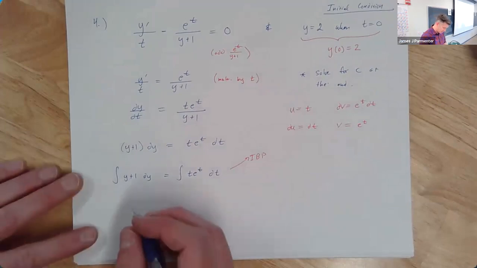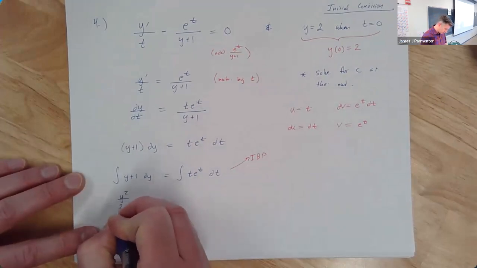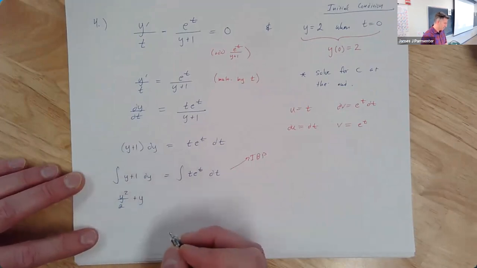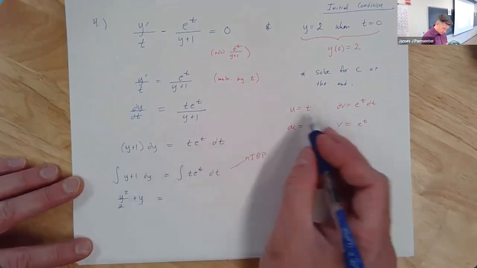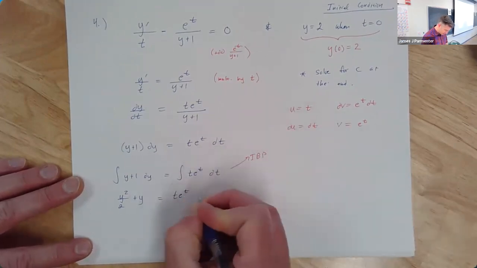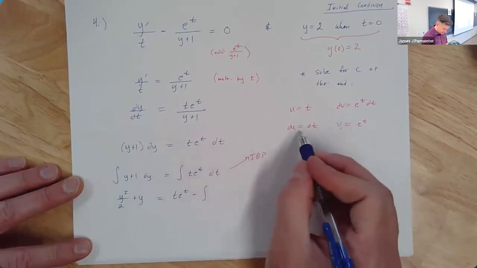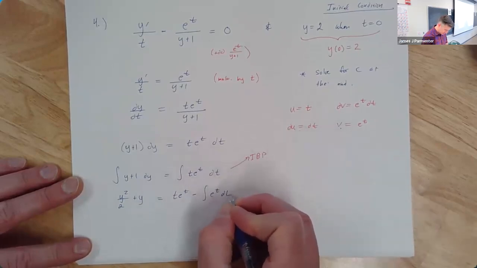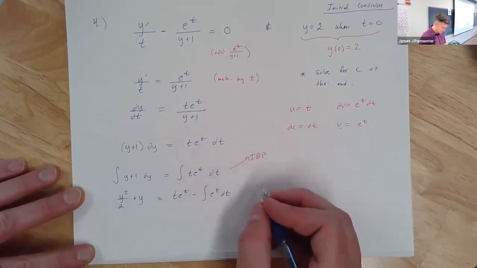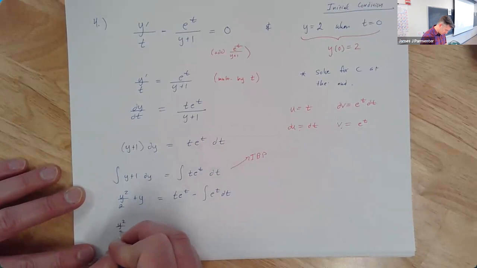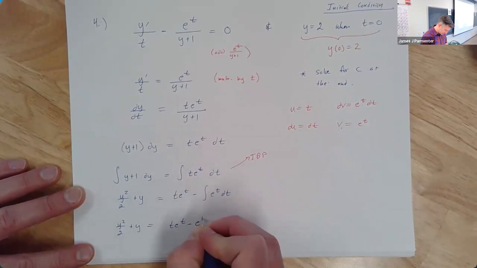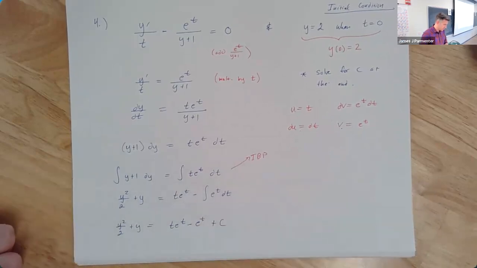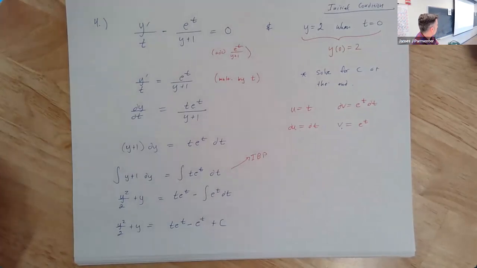So integrating both sides, we get y squared over 2 plus y, that's going to be interesting, equal to u times v, so t e to the t minus the integral of v du, which is e to the t dt. So that leads us to y squared over 2 plus y equal to t e to the t minus e to the t plus the constant. It is possible to solve this. It's just kind of super annoying.